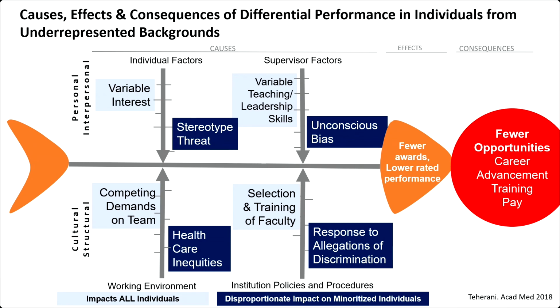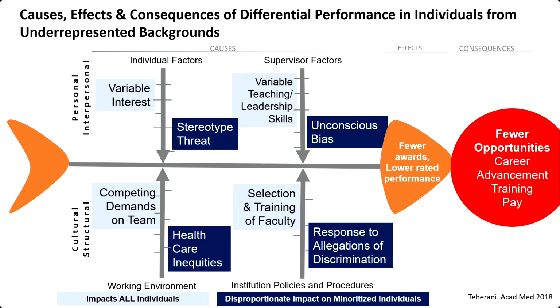And to unpack this, she uses a fishbone diagram. A fishbone diagram is a visual representation of the multifactorial contributors to undesirable outcomes. It's often used; my QI-related folks will recognize these. In this particular fishbone diagram, we see that Tehrani has shown that there are some forces here in the light blue which negatively impact or can negatively impact all individuals.